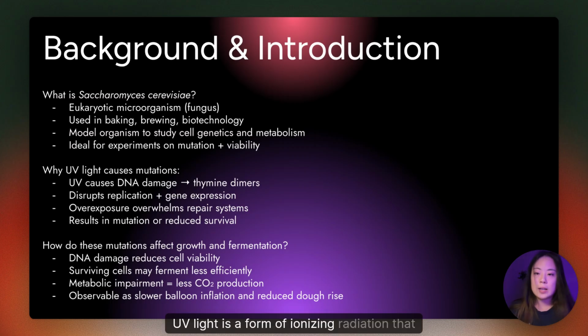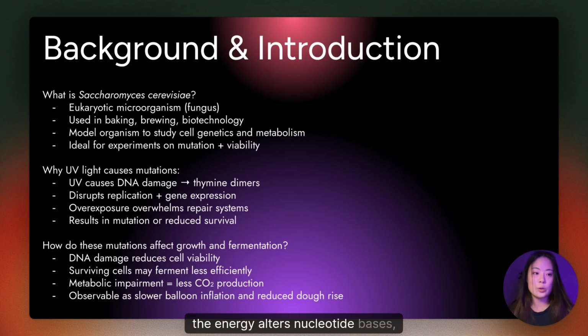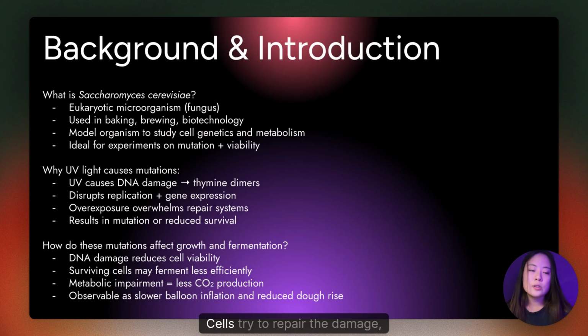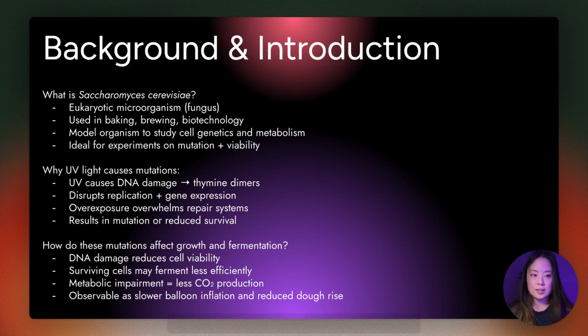UV light is a form of ionizing radiation that carries enough energy to damage DNA molecules. When DNA absorbs UV, the energy alters nucleotide bases, especially thymine, and causes abnormal covalent bonds between adjacent bases. These are called pyrimidine dimers. These dimers disrupt DNA replication because the polymerase can't read the damaged section correctly. Cells try to repair the damage, but the repair process itself can introduce errors, aka mutations, or fail entirely, which can lead to slower growth, cell death, or loss of metabolic capabilities.